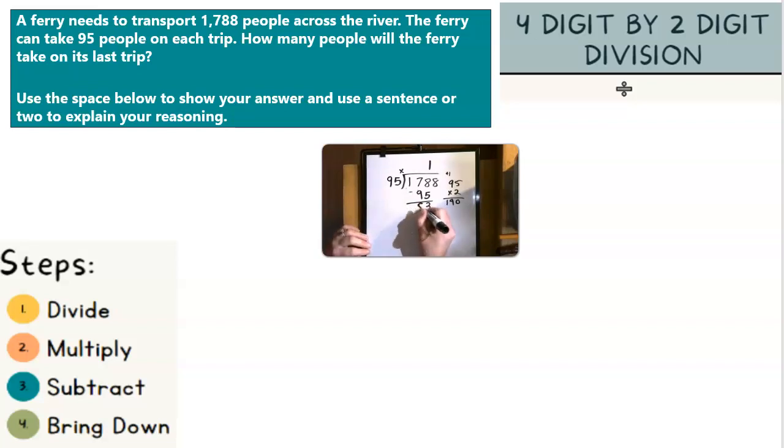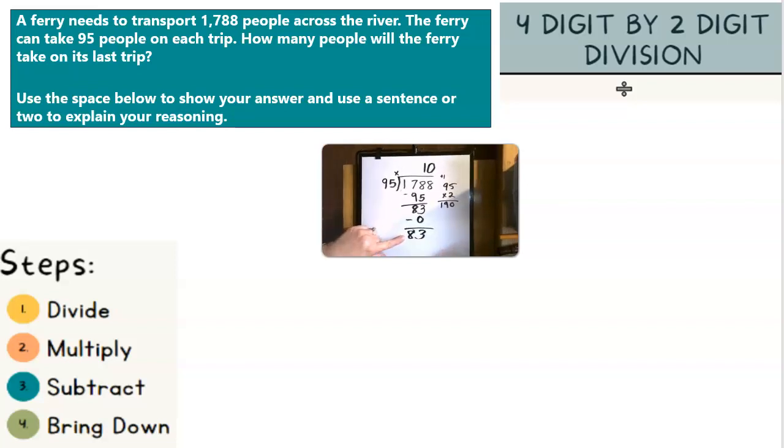8. Okay, can 95 go into 83? No, it's small. This number's smaller. So 83 divided by 95 is 0. 0 times 95 is 0. Subtract. 3 minus 0 is 3. Bring down to 83. So this means I have a really large remainder of 83.